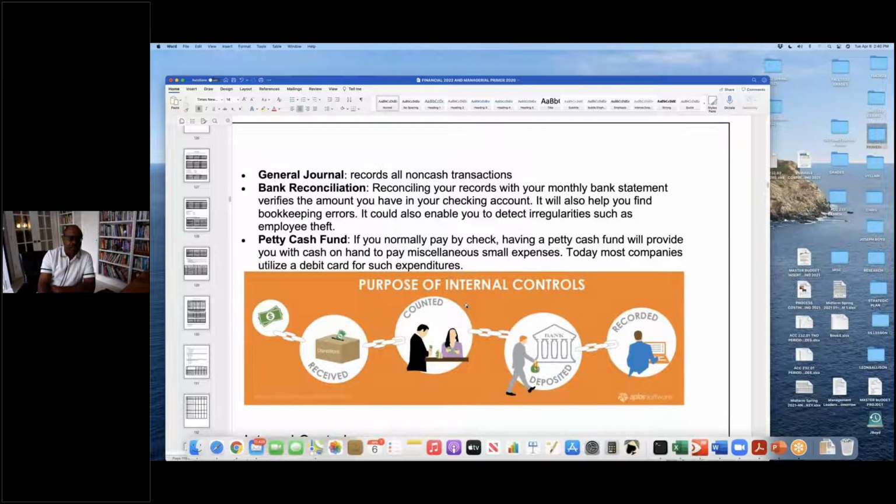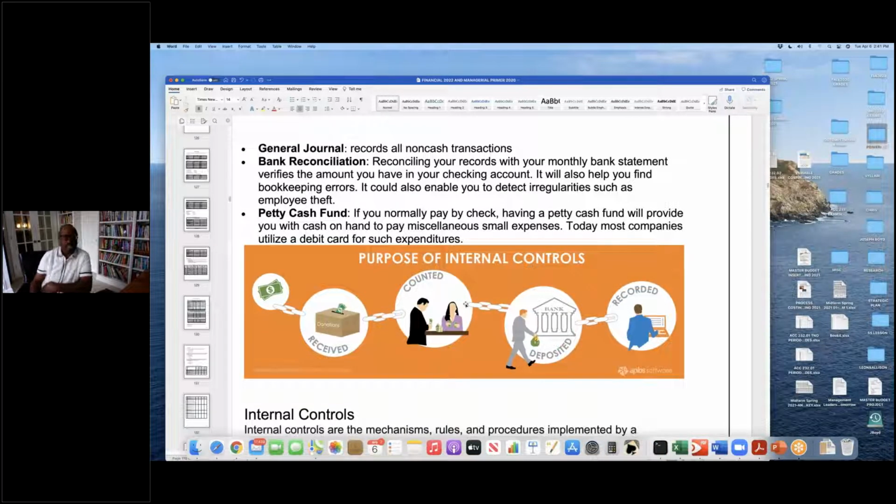So we get into internal controls over cash and everything. When it's received, it's got to be counted. You see two people here counting too. Then it's got to be deposited. Then it's got to be recorded.